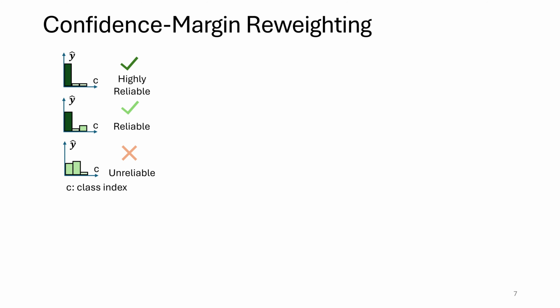Here is our confidence margin reweighting strategy. First, let's take a look at the pseudo-label probabilities. If one of the class probabilities is very high and all the others are low, this means the pseudo-label is very certain and highly reliable. On the other hand, if the probability is low or multiple classes have similar probabilities, then the pseudo-label is uncertain and unreliable.